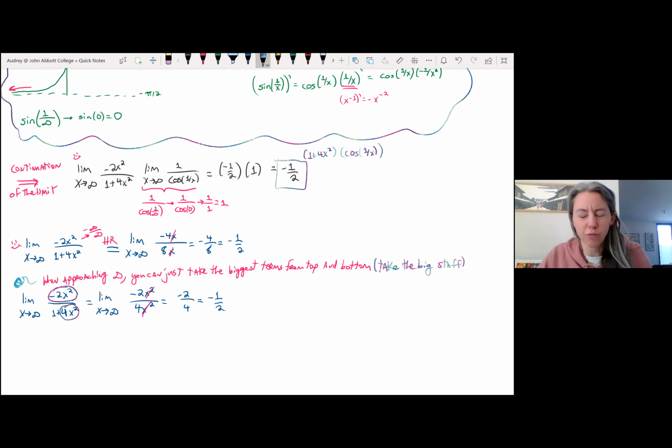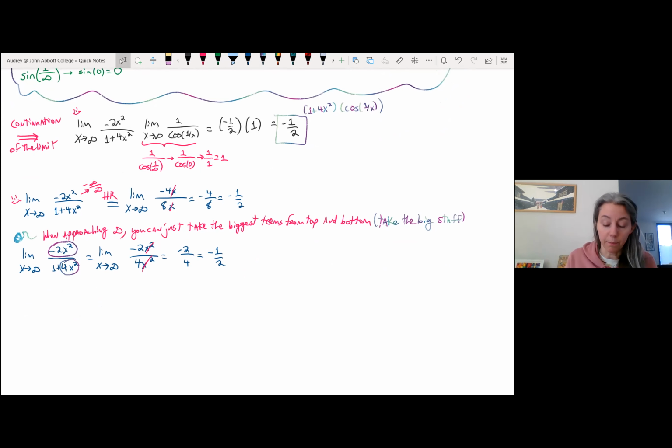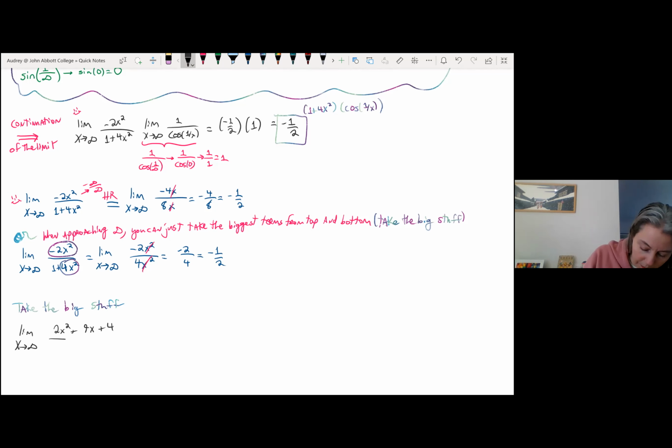Okay, so I want to just briefly go back to this idea of taking the big stuff, just so that we make sure that we understand it. So take the big stuff. Let's say that I were to have the limit as x goes to infinity of 2x squared plus 9x plus 4 over x plus 2 squared. Okay, so here, this is also going to be a case of where we're going to infinity. We have just like rational functions.